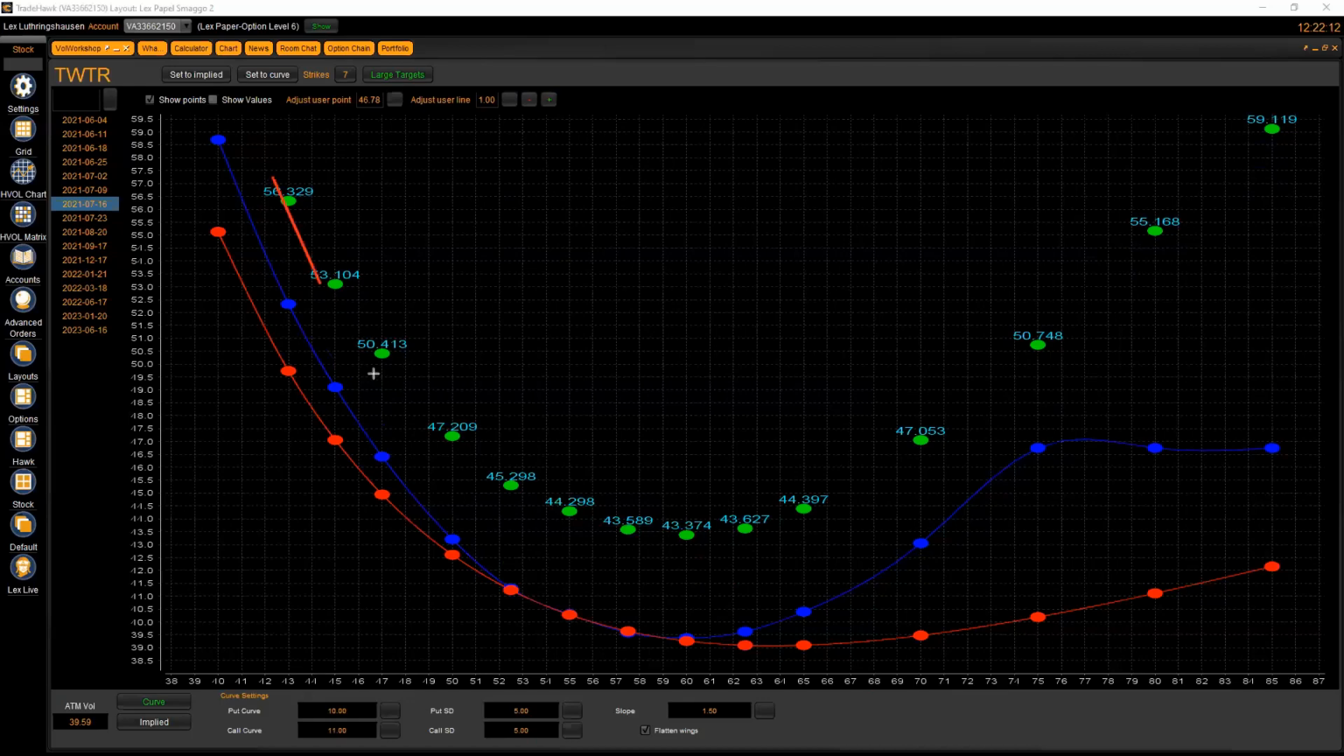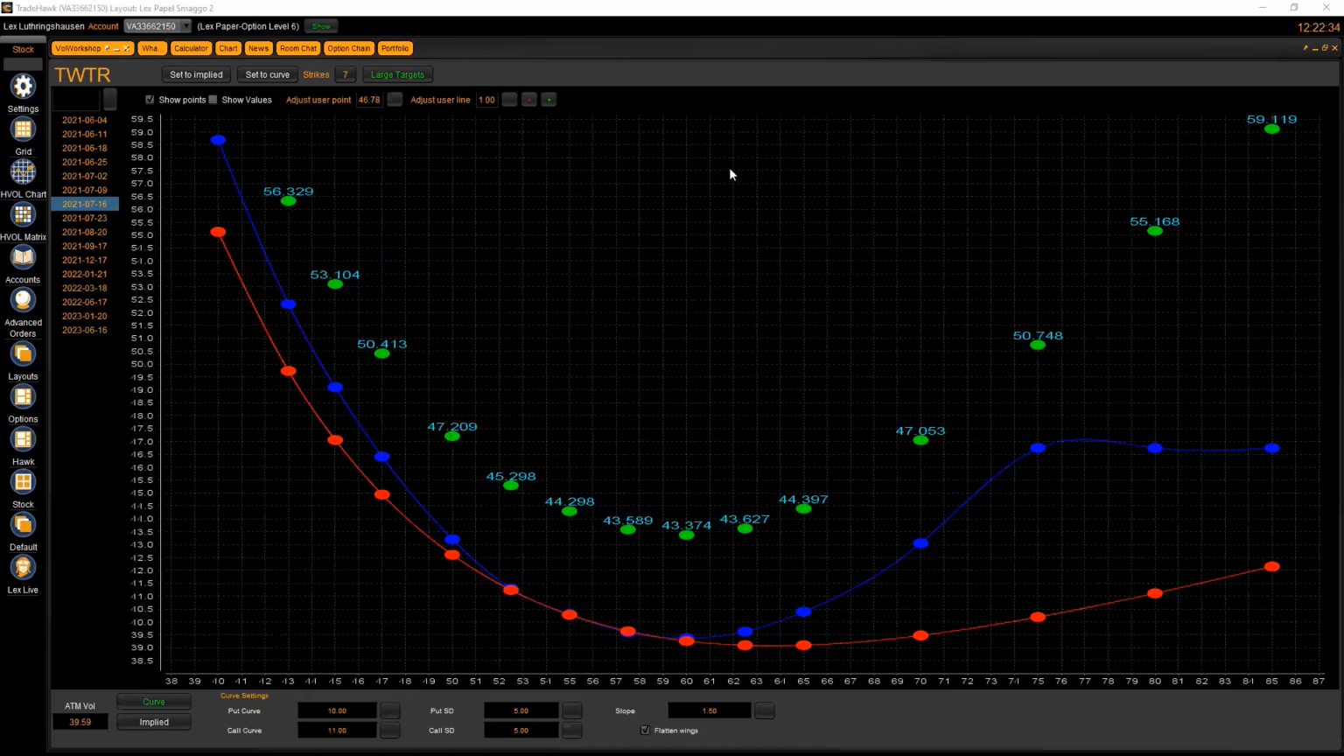I raised volatility, so that shape, oops, that's a bad line to draw with, sorry, that shape still exists. It's uniform, right? It still looks like the original shape. It's just a higher at-the-money volatility, and these points are consistent to one another with higher vols.